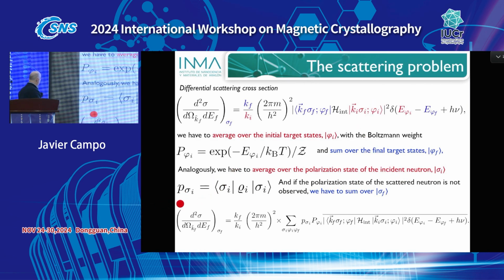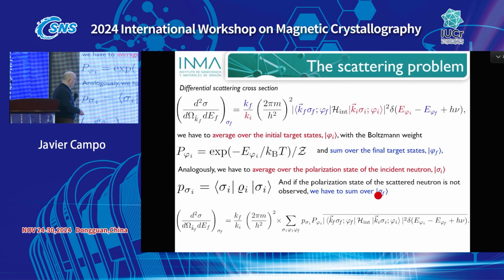And the probability to have one initial polarization state is given by the density matrix of the incident beam, which is here, sandwiched with this sigma initial on both sides. Then if the polarization state of the scattered neutron is not observed, we have to sum. This is what we did yesterday. Yesterday we didn't pay attention to the final polarization state, and then the expressions were summed over this.